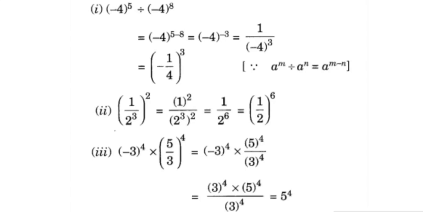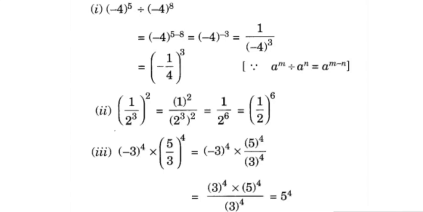Number 2, 1 upon 2 cube and the whole power is 2. So this we can write 1 square upon 2 cube and the whole power is 2. So 1 upon, and this 3 and 2 both the powers will multiply, so it will come 2 raised to 6. Number 3, minus 3 raised to 4 into 5 upon 3 raised to 4. So this one we can write minus 3 raised to 4 into, we will separate the power, so it will come 5 raised to 4 upon 3 raised to 4.